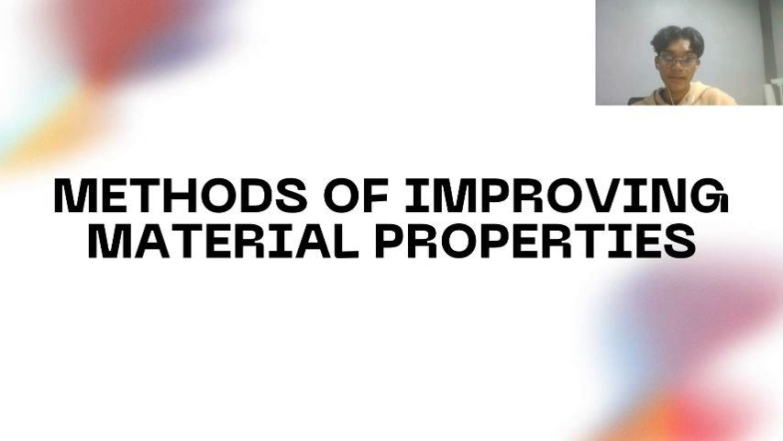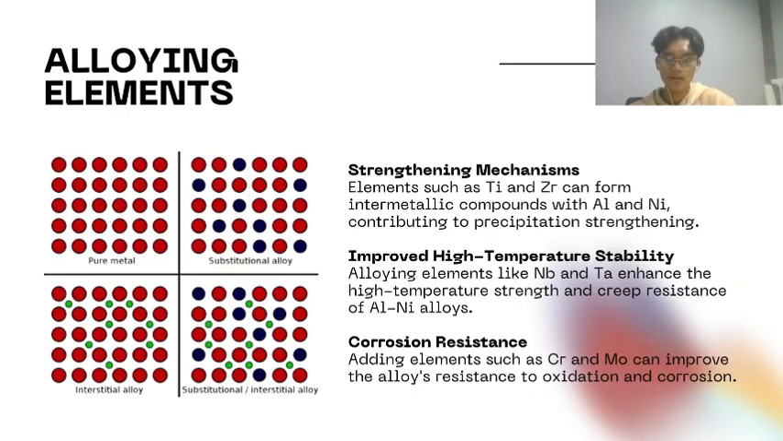Now we are going into the methods of improving material properties. First thing is alloying elements. There are three effects that we can get from alloying the elements. The first thing is strengthening mechanisms. Elements such as titanium and zirconium can form intermetallic compounds with aluminum and nickel, contributing to precipitation strengthening. Solid solution strengthening is achieved by adding elements that create lattice distortions.